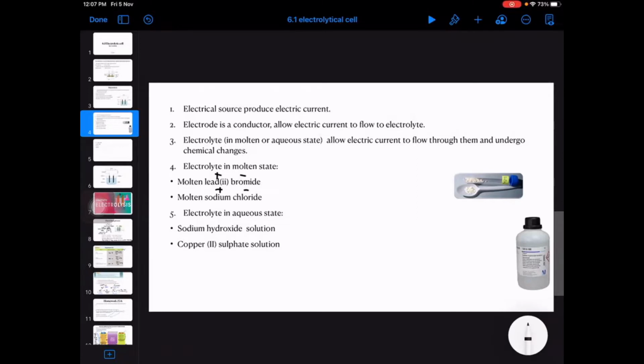Some examples for aqueous: you will see the word solution. So sodium hydroxide solution. Sodium positive, hydroxide negative, copper positive, sulfate negative. The word hydrogen means that it mixes with water. So water is H2O. Inside the H2O, it has a positive charge, hydrogen, and a negative charge, oxygen.